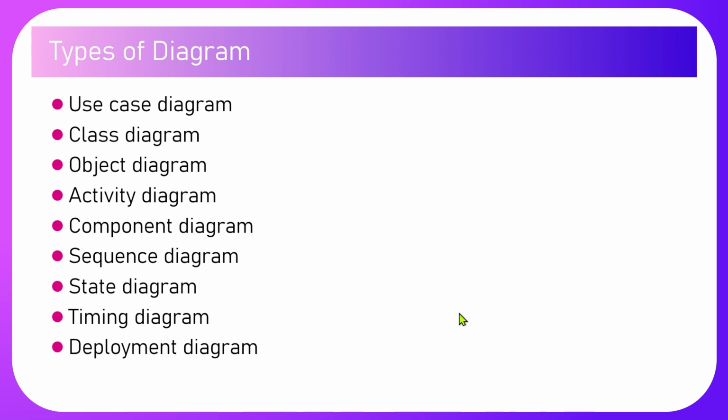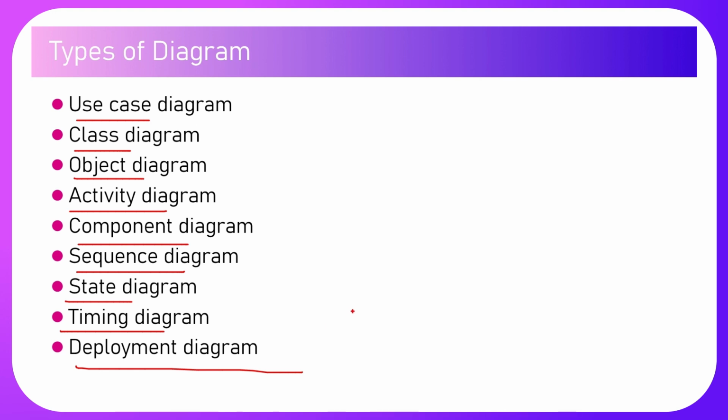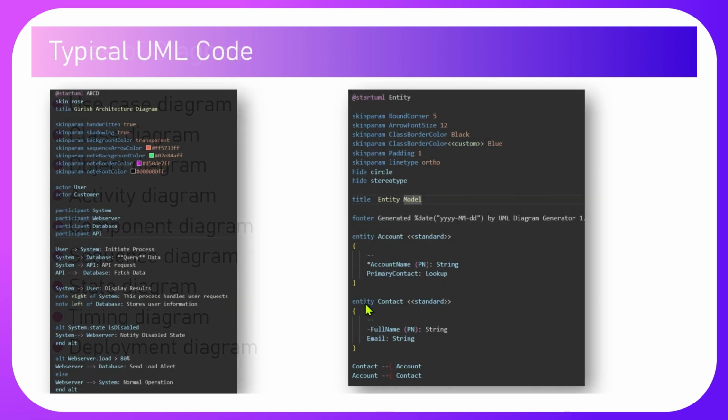Now, what are the typical diagrams you draw using PlantUML? This is just a simple list. There are many diagrams which you can create with PlantUML. So some of the diagrams are listed here, like the use case diagram, class diagram, object diagram, activity diagram, component diagram, sequence diagram, state diagram, timing diagram, deployment diagram, flowchart, etc.